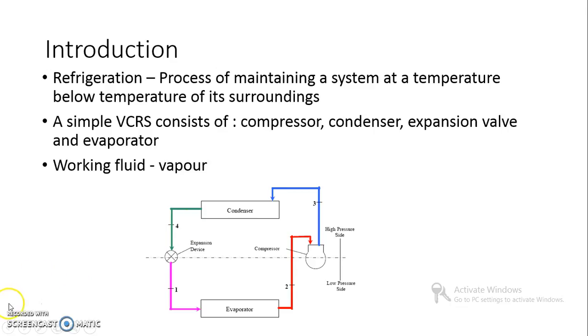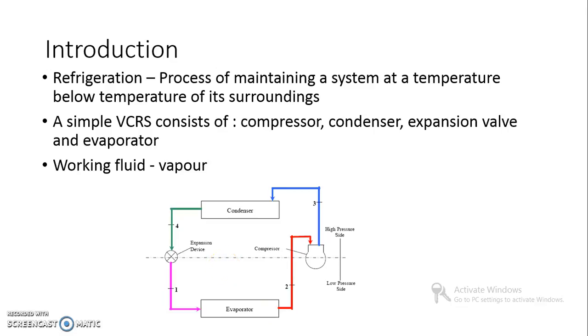In the expansion valve, this high temperature and high pressure vapor is expanded and it reaches the evaporator. Its temperature is reduced. On reaching the evaporator, heat is again absorbed, and it changes again to its vapor state. This is what happens in a simple vapor compression refrigeration system.